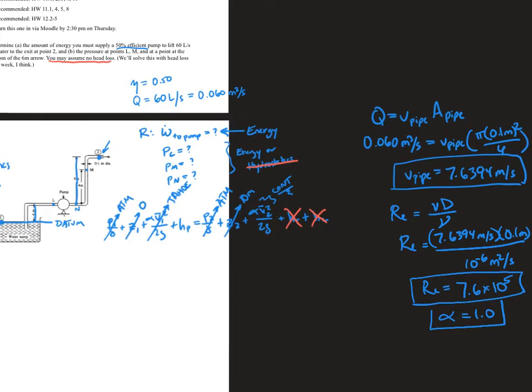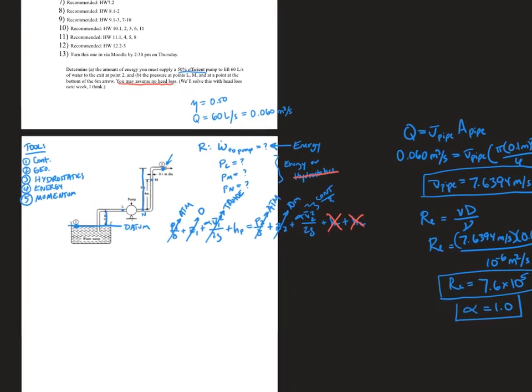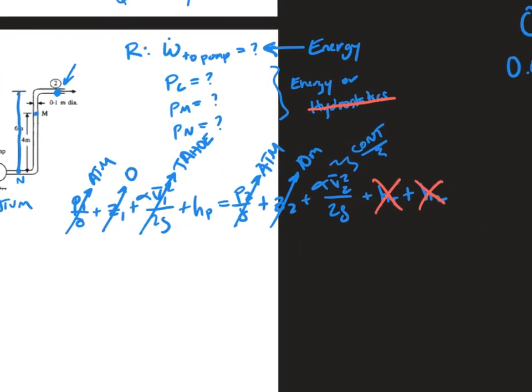So we know the velocity in the pipe. This is the average velocity, mind you, and we know the Reynolds number. So everywhere we're dealing with a velocity in the pipe, this is our value. Let's get back over here, and we're going to use those numbers.